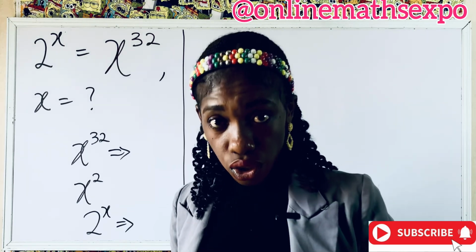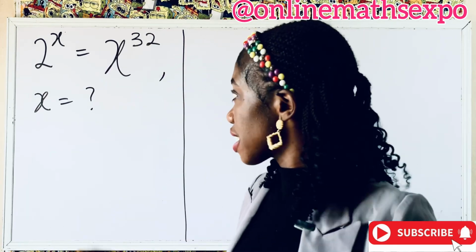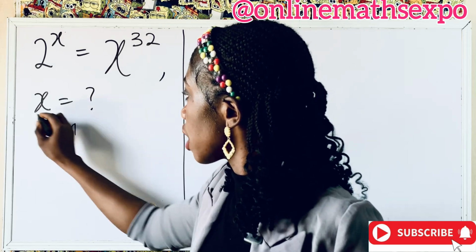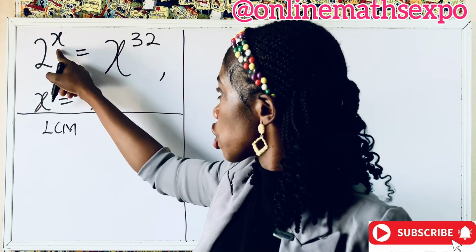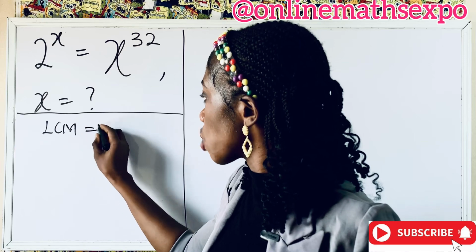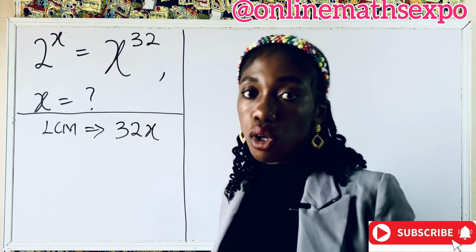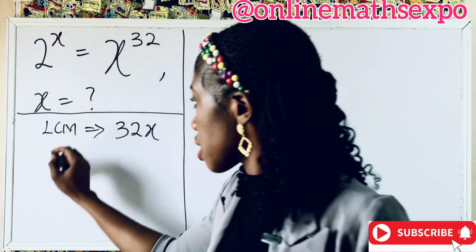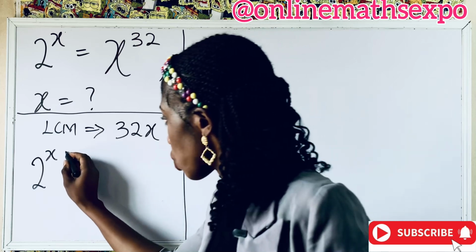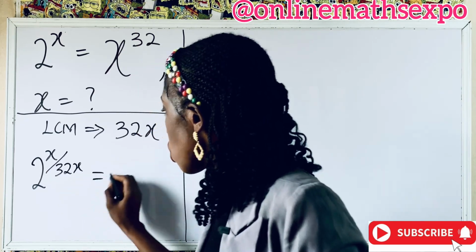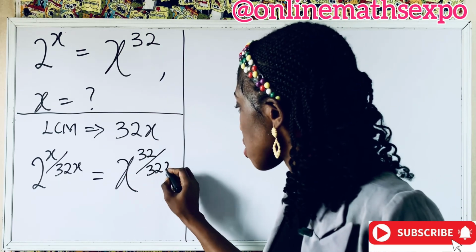Now, how do we solve such equations? Let me show you. To solve this, what you will do first is to get the LCM, which we usually call the lowest common multiple or the least common multiple. Get the least common multiple of these two powers, and the least common multiple will be the product of the two powers, which will give us 32x. Now, what do you do with the power? Bring this down. We're going to have 2 to the power of x, divided by this LCM, which is 32x, is equal to x to the power of 32, divided by 32x.